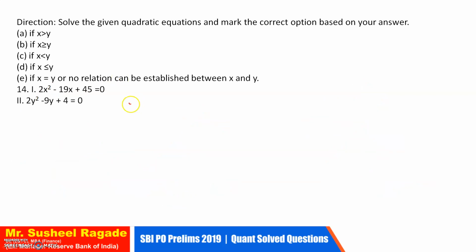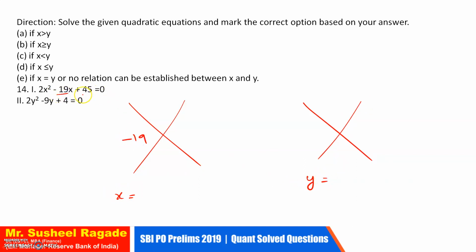Here write x and y. This is for x, this is for y. We have to write minus 19 here, and here we write 45 into 2, that is 90. So 90 means minus 10 and minus 9. The answer is 10 by 2, which is equal to 5, and the second answer is 9 by 2, that is 4.5. For y it is minus 9.